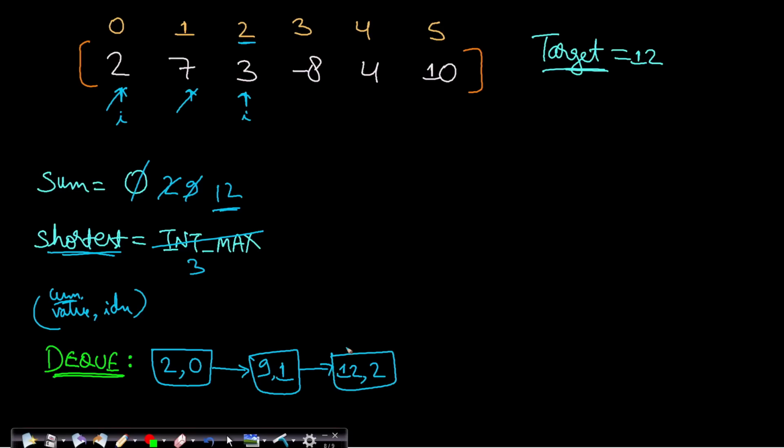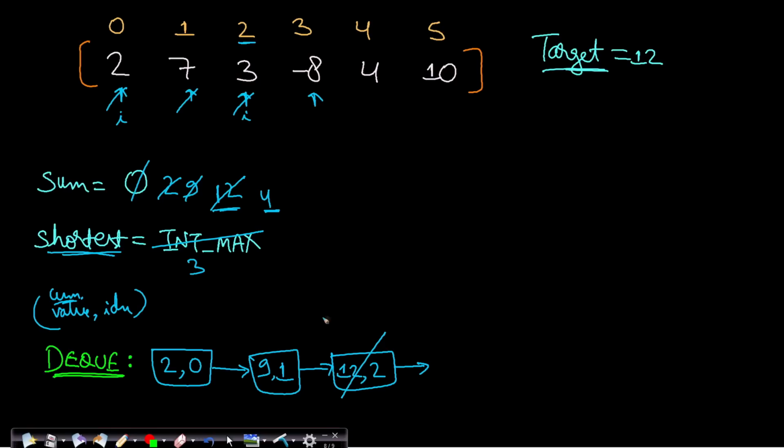Fine. Now we move on to the next element, which is minus 8, and this reduces the sum from 12 to 4. 12 minus 8 is 4. Now is 4 greater than your target? No. Can we insert this 4 to the right of 12? No, because then the graph will come down. It will not be monotonically increasing. So if you want to maintain a monotonically increasing curve, you have to remove this. Keep on removing the items unless you find an item which is less than 4.